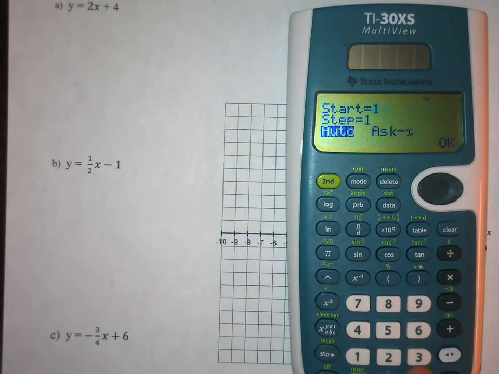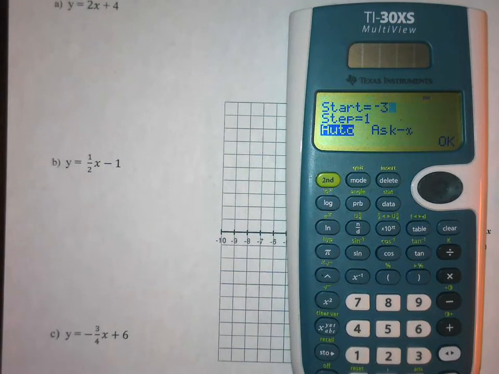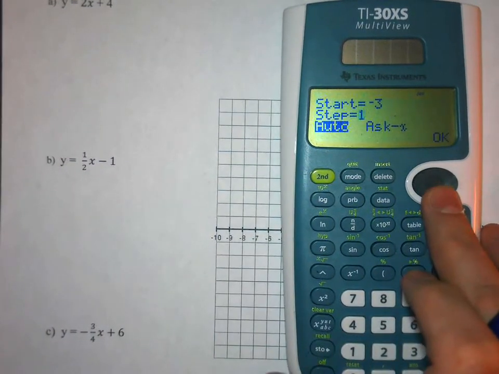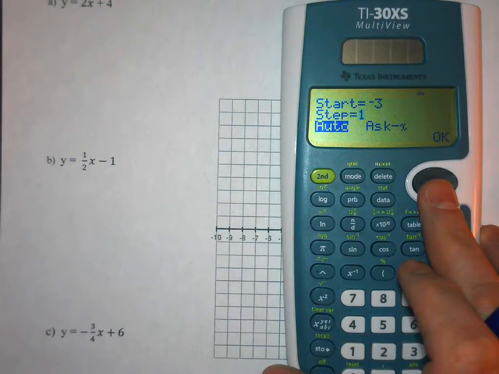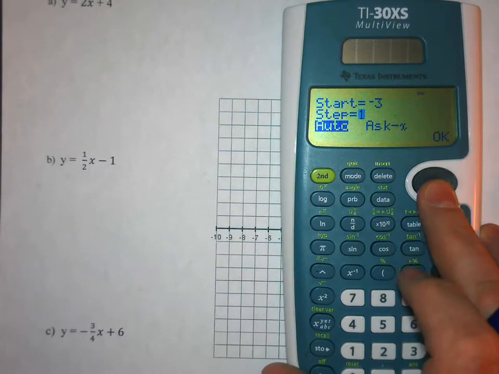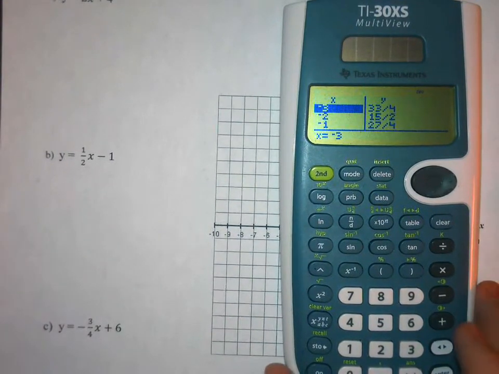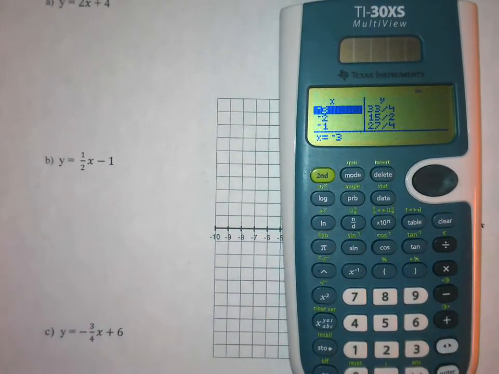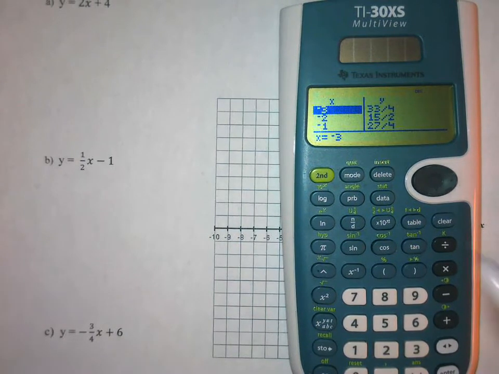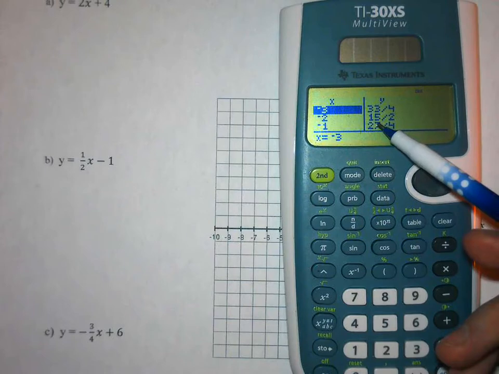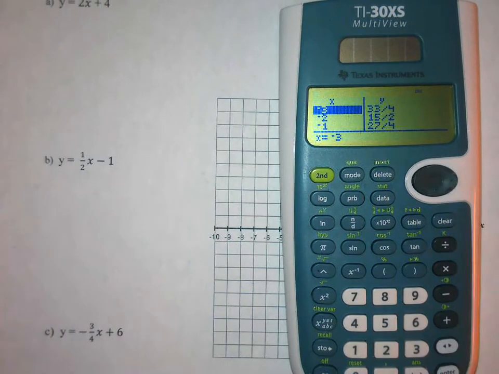If I started the table at say -3 like we usually do, the step of 1 means we're going to go up to -2, -1, 0, 1, 2, and so on. And then the auto means it's going to generate the table for you. So go ahead on OK, and there's my values. Now notice what happens here is I'm not getting nice answers. And if you go back and review previous lessons, that's because of the fraction in front of the x.